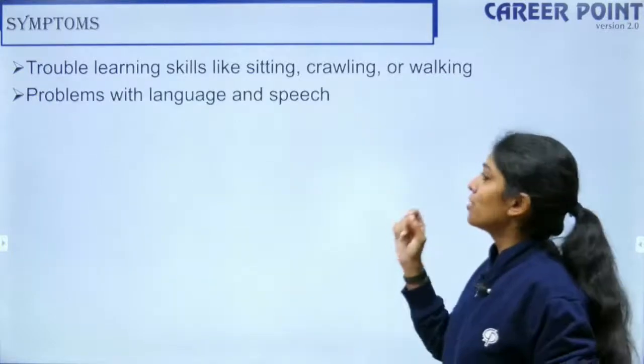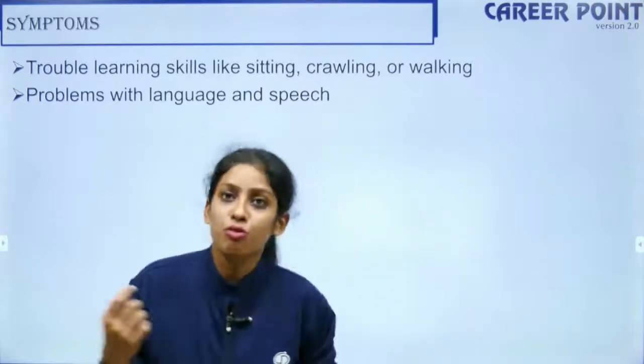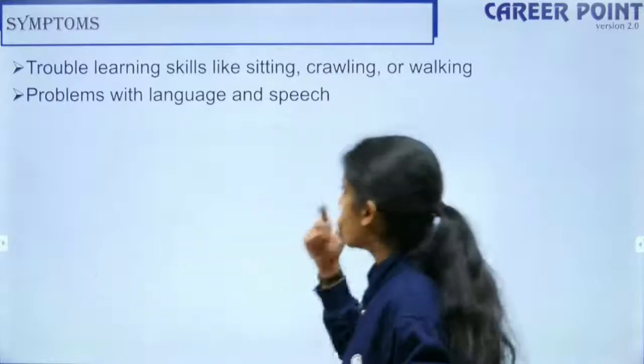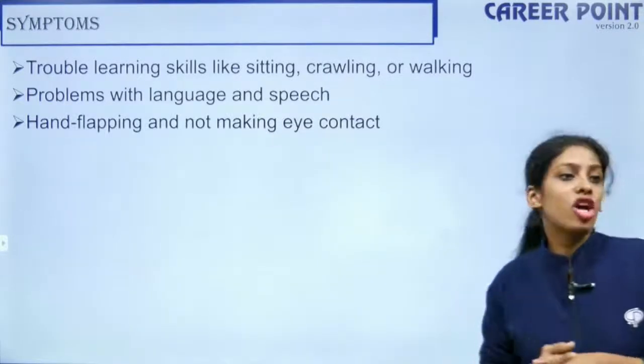They also have problems with language and speech. They are not able to comprehend a sentence, not able to form a sentence, and not able to pronounce it properly. So they have problems with language and speech. They also have hand flapping and they do not make eye contact.